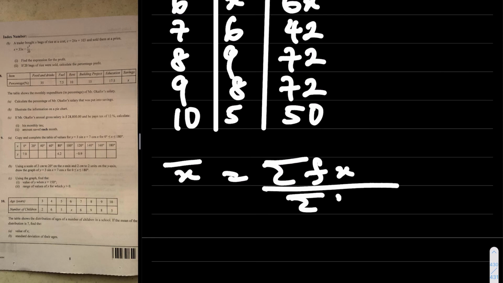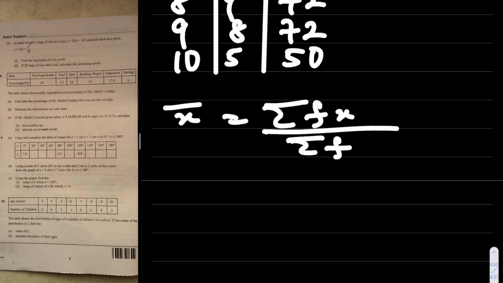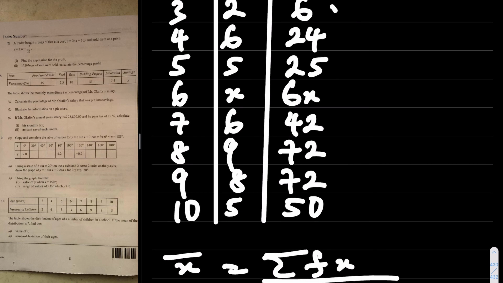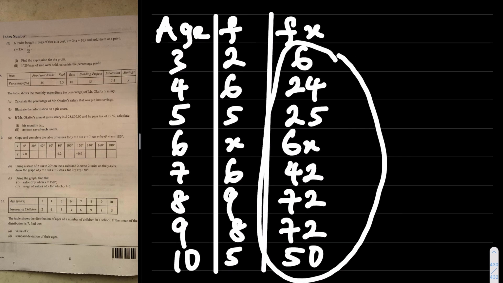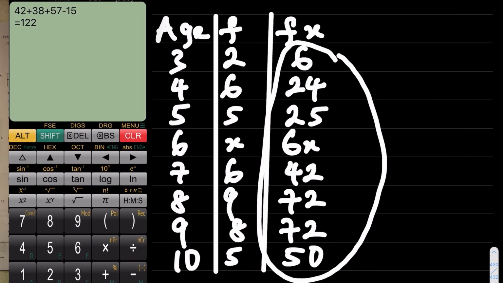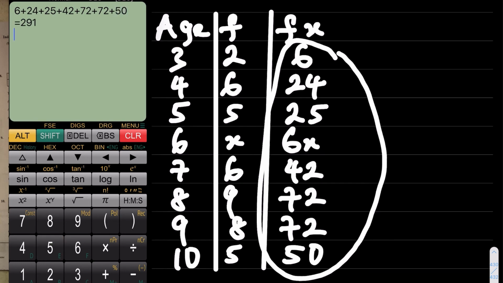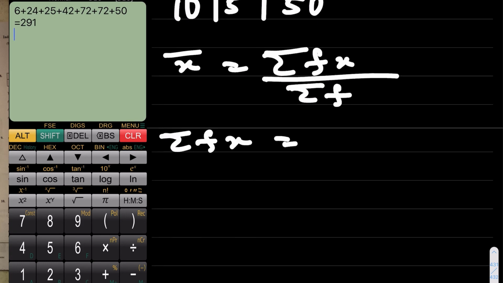Now, I know that the mean x bar is given by the formula summation fx all over summation f. Summation fx will be the sum of all of the entries on this column. That's 6 plus 24 plus 25 plus 6x plus 42 plus 72 plus 72 plus 50. And that's 291. So that will be 291 plus 6x, which simply means summation fx equals 291 plus 6x.